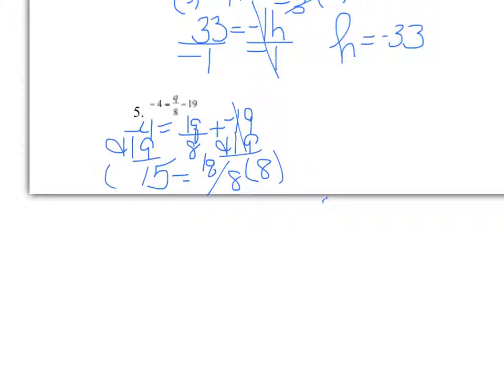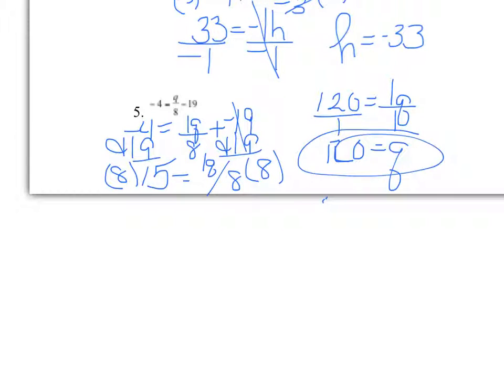Multiply each side by 8. And I get 120 equaling 1q. Divide by 1. Dividing by 1 isn't really going to change anything, but it is going to make sure that we do have that variable by itself. So 120 equals q.